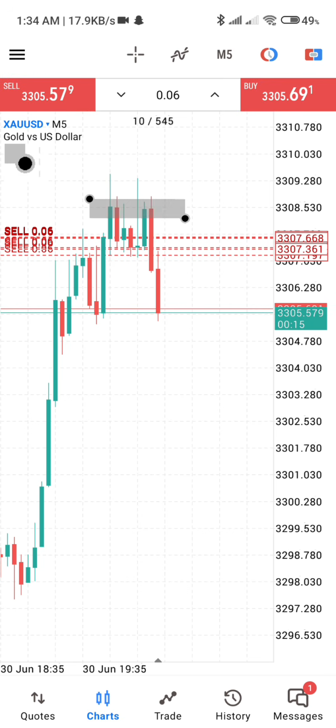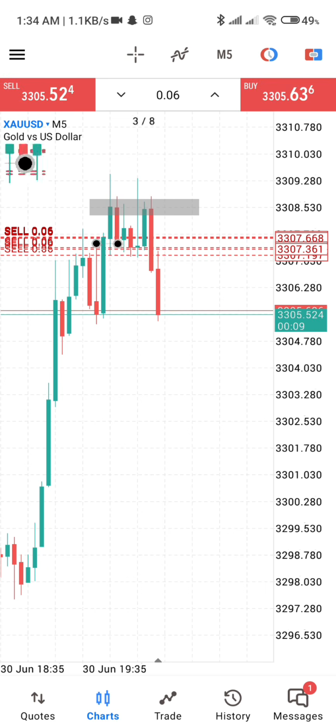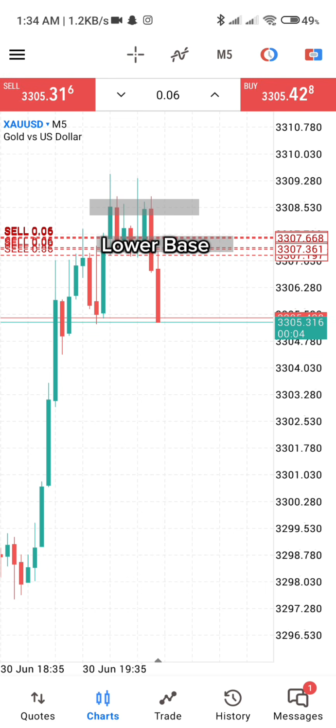Here, I forgot to record our second trade, but I can explain it. First of all, price made upper base, which is a good zone. Upper base reacts as resistance area, I already told you. Then it also made double top. Double top means price retested that zone twice, so that's a good zone.